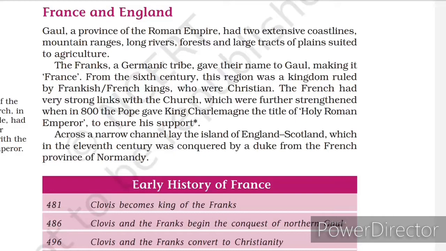Extensive means it has very huge coastlines. Coastal line means the area near the ocean. It has forests, long rivers, and large tracts of plains, good for agriculture. Now, one Germanic tribe, that is the Franks, gave their name and made it France. So it was exactly Gaul, under the Roman Empire, but because of one tribe from Germany, known as the Franks, F-R-A-N-K-S, it became France.